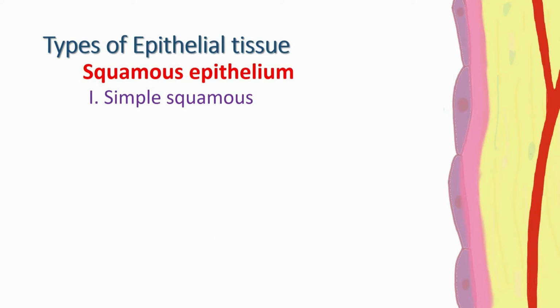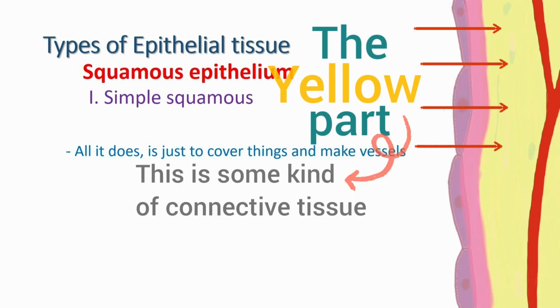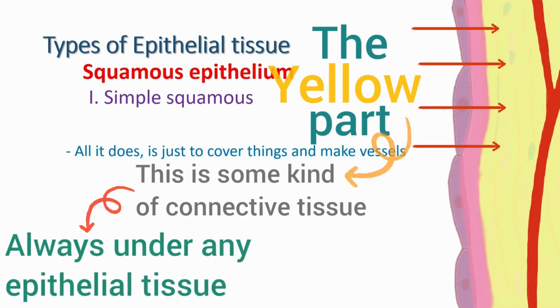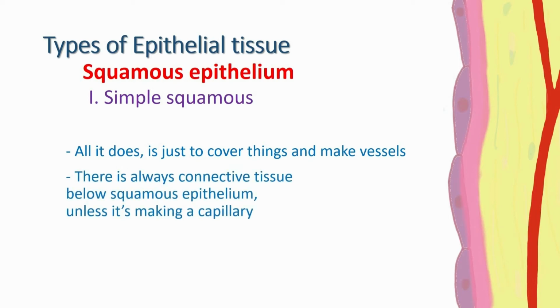It's basically a tissue to cover stuff in the body and also make vessels. See this yellow part here? This yellow part is almost always under any type of epithelium. But here we have one of the exceptions. When you have this type of epithelium, simple squamous epithelium, in a capillary, you don't need any type of connective tissue underneath it. To have a better view of this, let's check out a capillary.